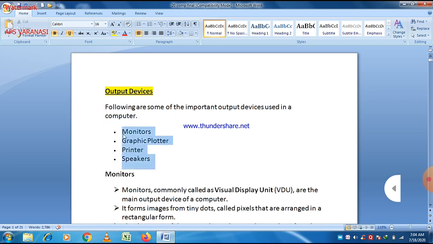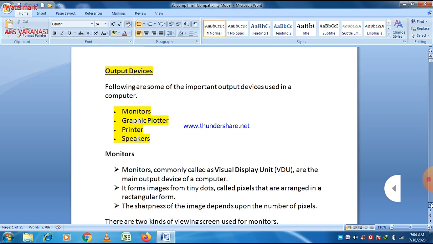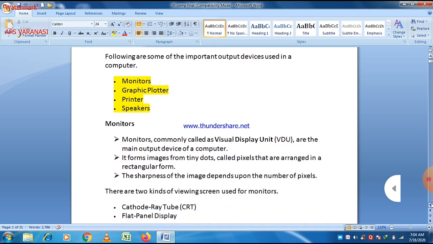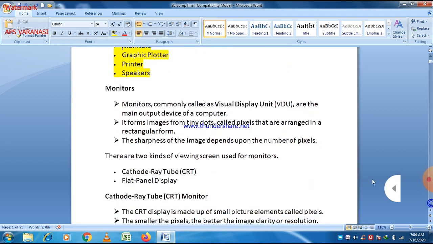So there are some output devices. As we know, the monitor is an output device, along with the graphic plotter, printer and speakers. These are some of the most common output devices. So let us take them one by one. First of all, monitors.